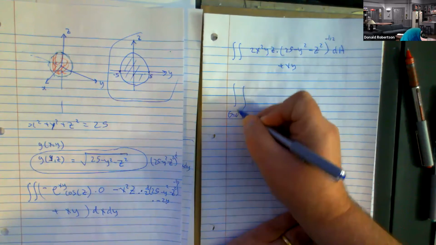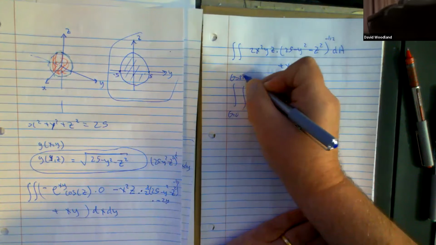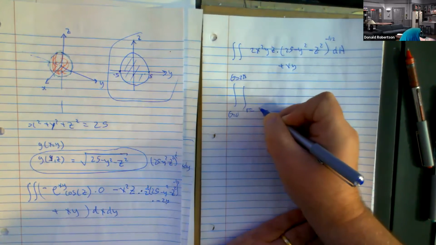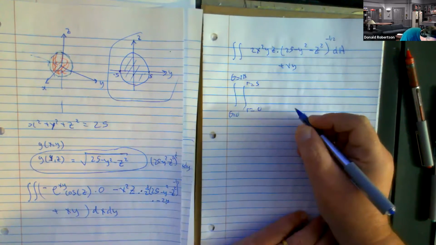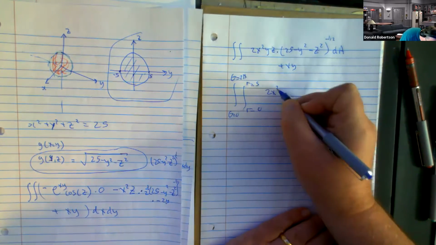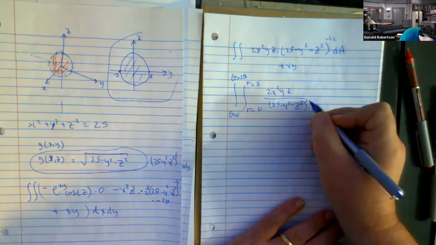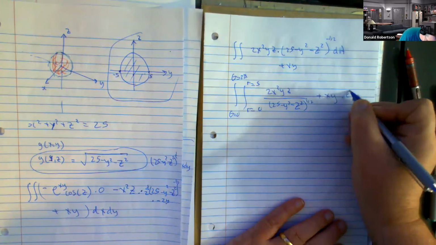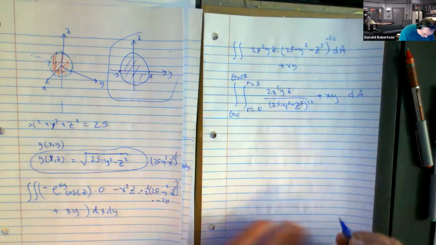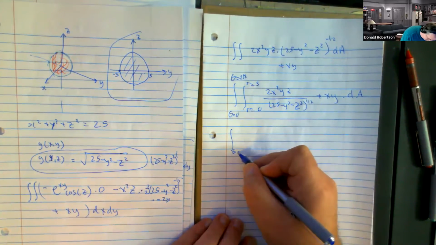Theta equals 0 to 2 pi. R equals 0 to 5. And I'm going to do a 2x squared yz all over a 25 take away y squared take away z squared to the half, plus an xy and dA. I'm keeping that d. Yes.